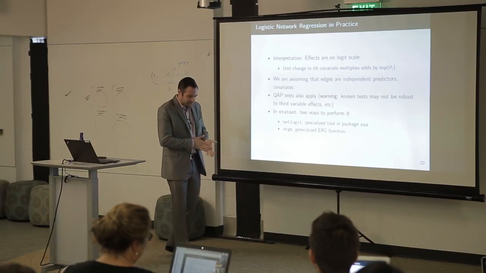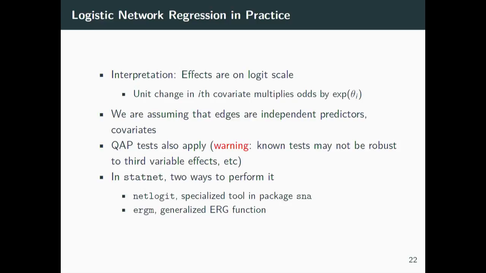So some basic important points. Interpretation's great. We get our standard logistic regression interpretation. We can interpret it as an odds ratio or log odds. But we've got this really crazy strong assumption that our edges are independent of each other. There are two ways to fit this in the statnet package. I'm just going to talk about the ERGM case.